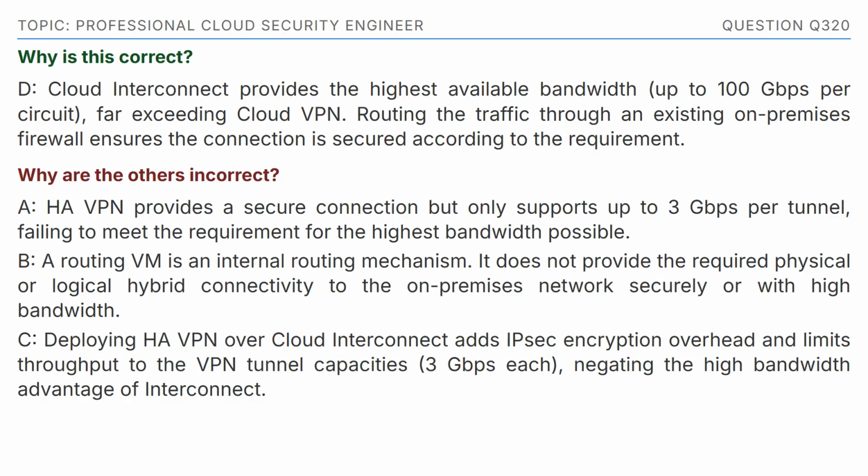A. VPN provides a secure connection but only supports up to 3 Gbps per tunnel, failing to meet the requirement for the highest bandwidth possible. B. A routing VM is an internal routing mechanism. It does not provide the required physical or logical hybrid connectivity to the on-premises network securely or with high bandwidth. C. Deploying VPN over Cloud Interconnect adds IPsec encryption overhead and limits throughput to the VPN tunnel capacities, 3 gigabits per second each, negating the high bandwidth advantage of interconnect.